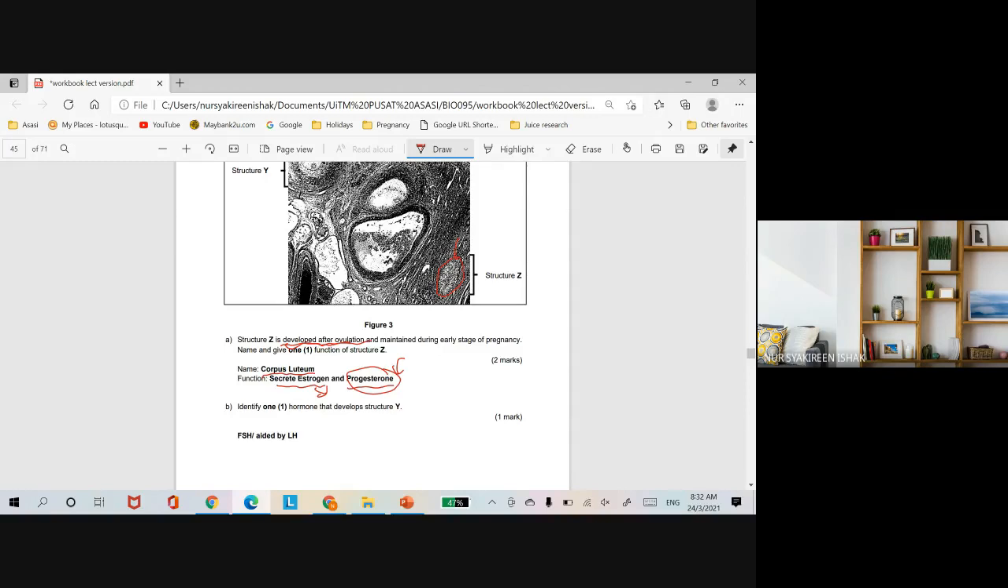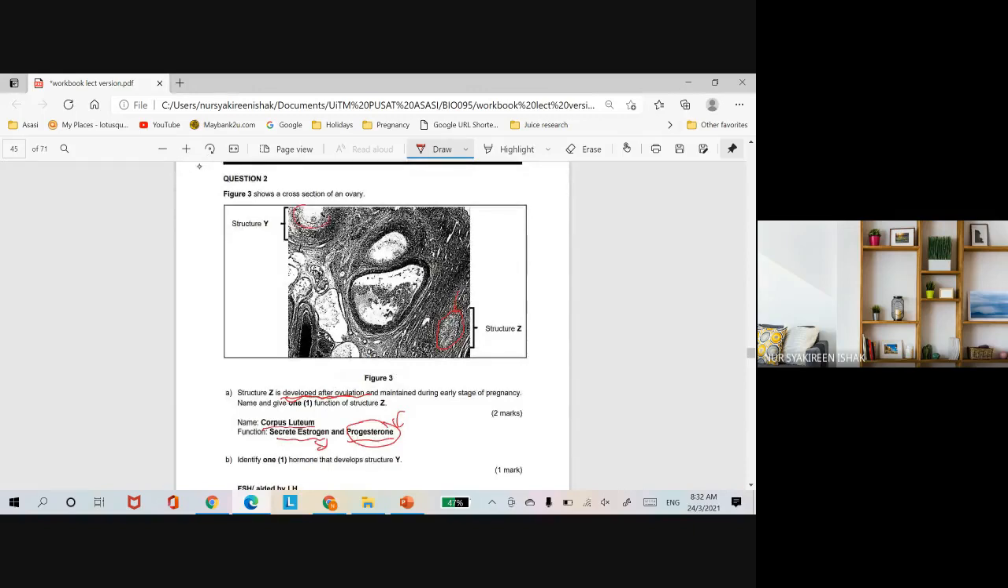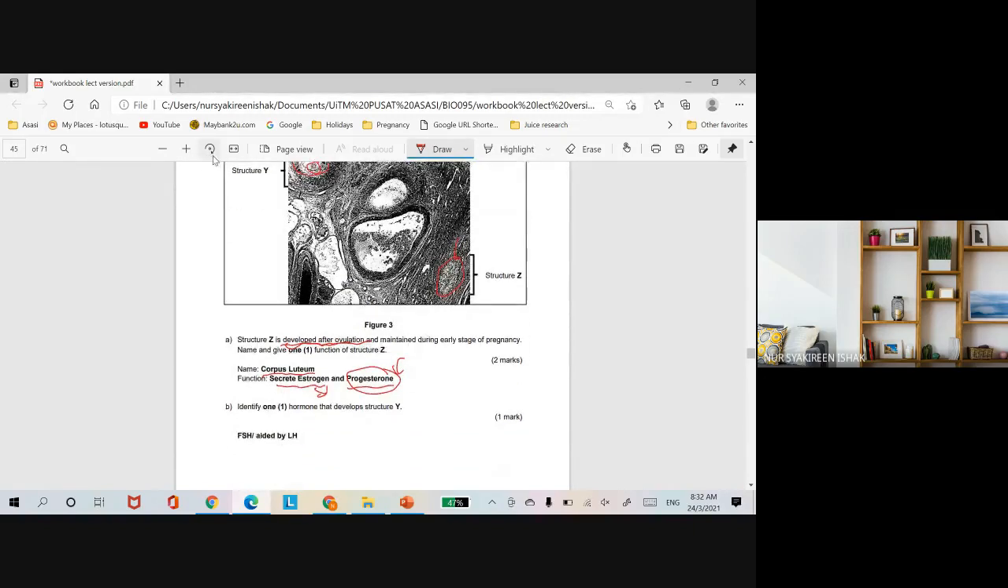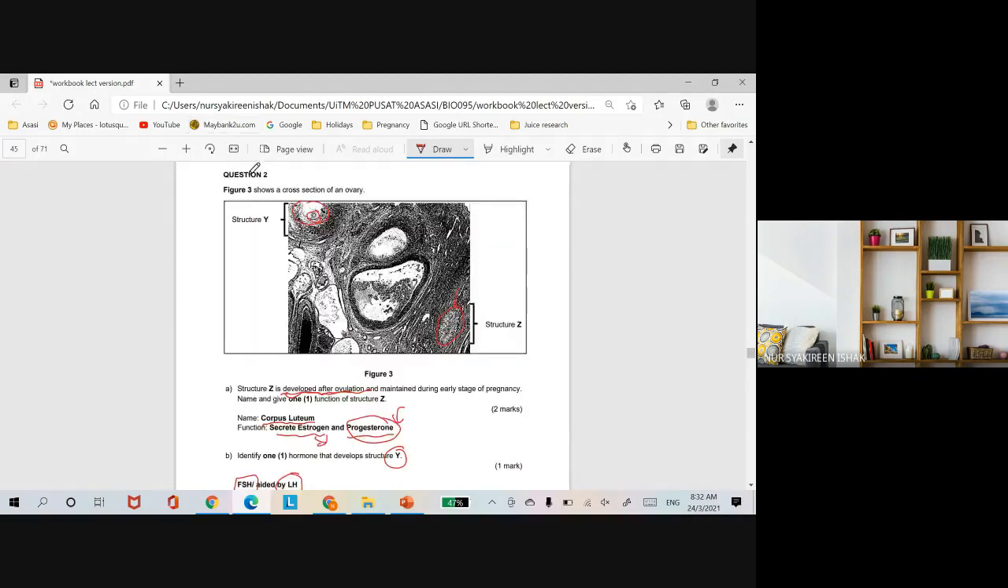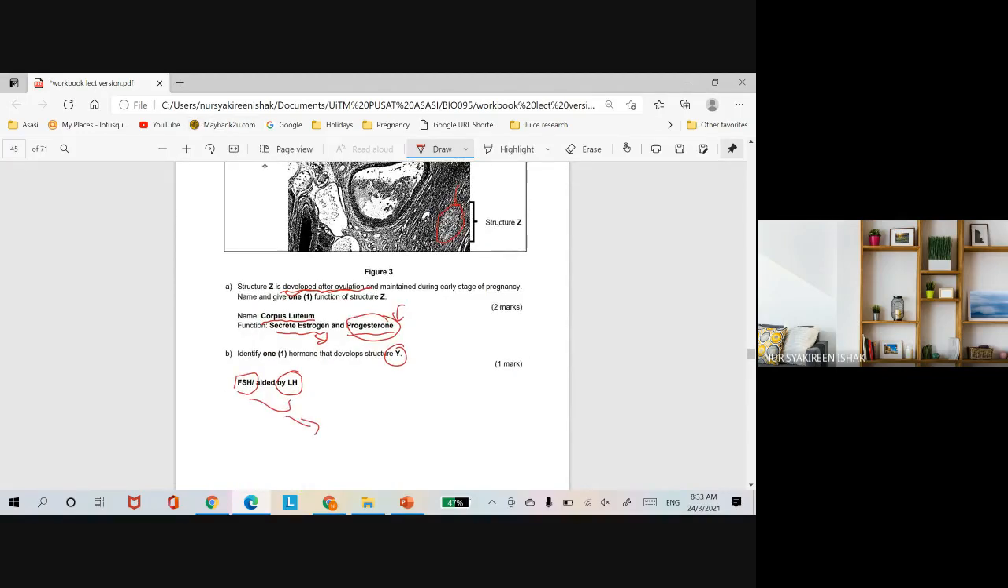Okay, so corpus luteum. Next, identify one hormone that develops structure Y. So structure Y is the growing follicle. As you can see here, you have the secondary oocyte. So the hormone that is involved in the development of the follicle is the follicle stimulating hormone, FSH. Nama hormone pun follicle stimulating hormone. It causes the follicle to grow and mature, and inside you have the secondary oocyte. So the FSH is aided by the luteinizing hormone, LH. These two hormones you have to remember, they are produced and secreted by the anterior pituitary.